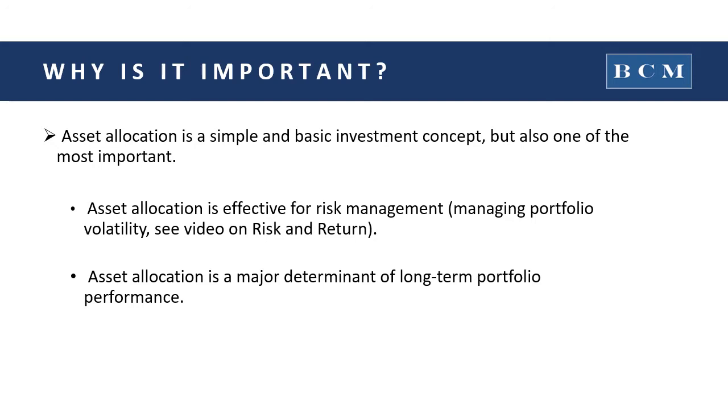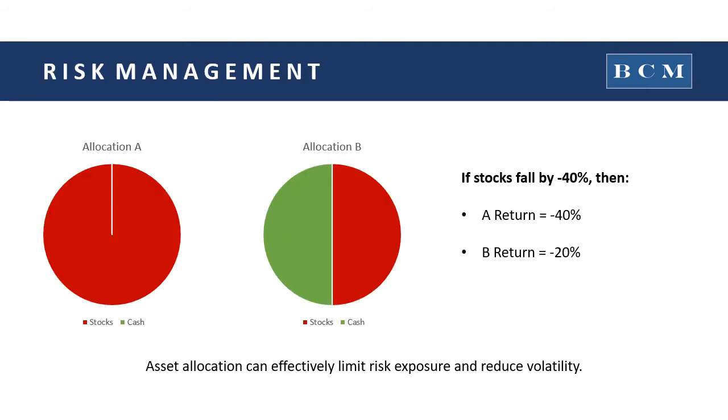Number two, the second reason why asset allocation is so important is because it is a major determinant of long-term portfolio performance. Some people argue that asset allocation is the only investment decision that affects returns. I'm not totally convinced that's the case, but I do recognize that asset allocation is a very important factor, and we'll talk more about how and why that is in the slides ahead. We'll start with risk management and asset allocation.